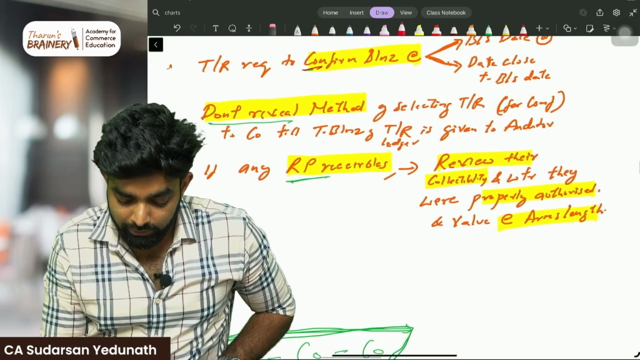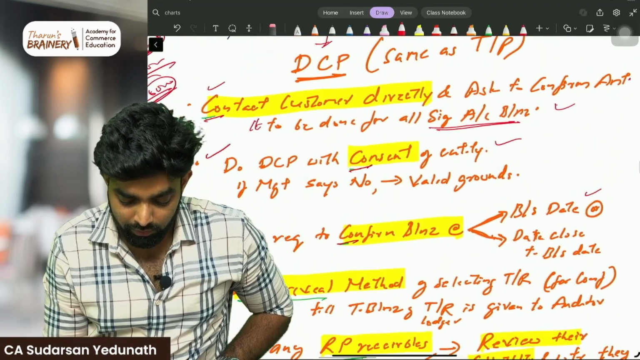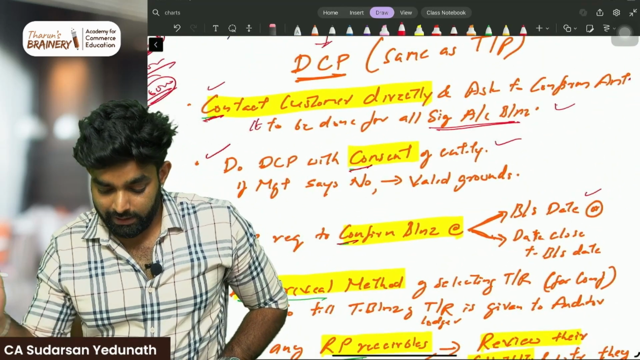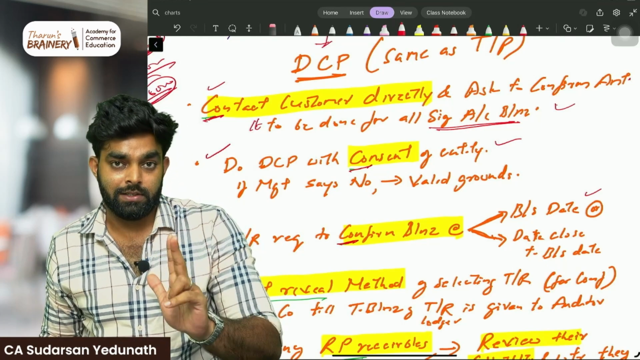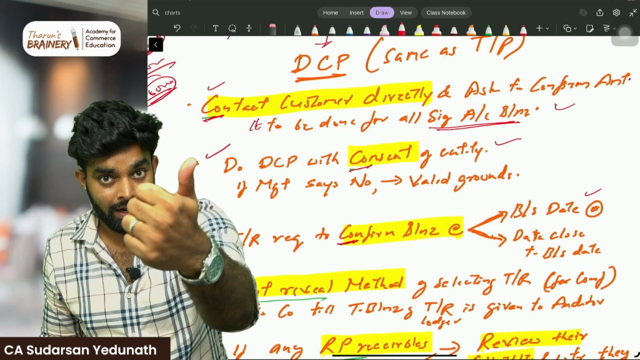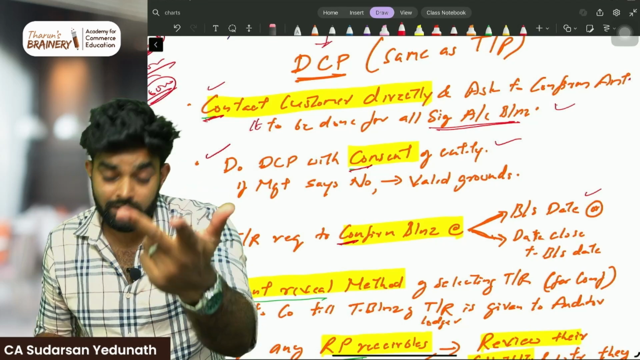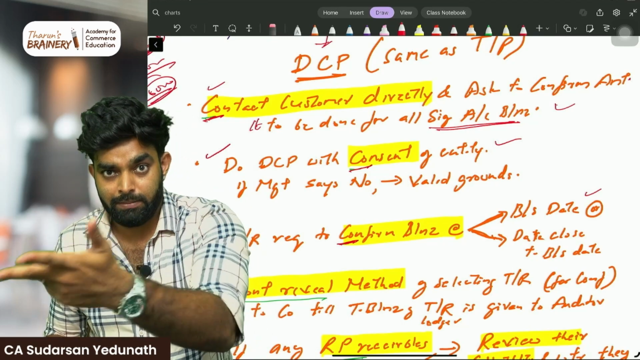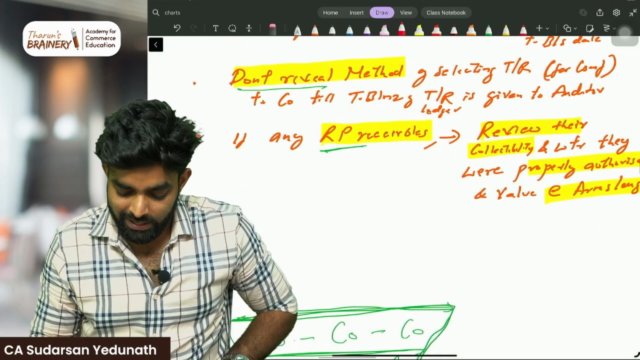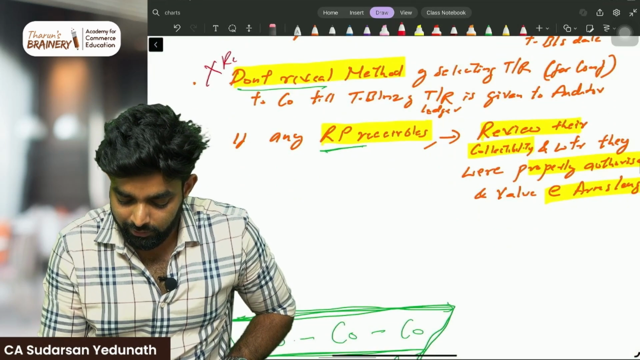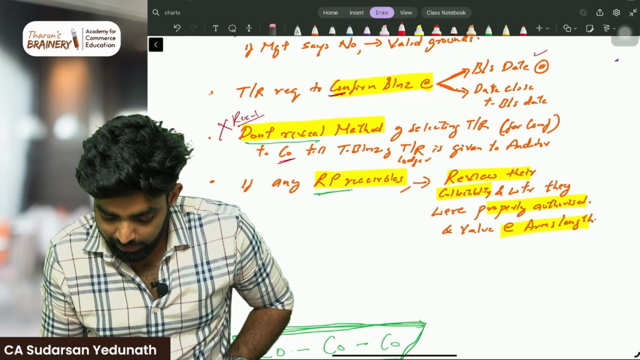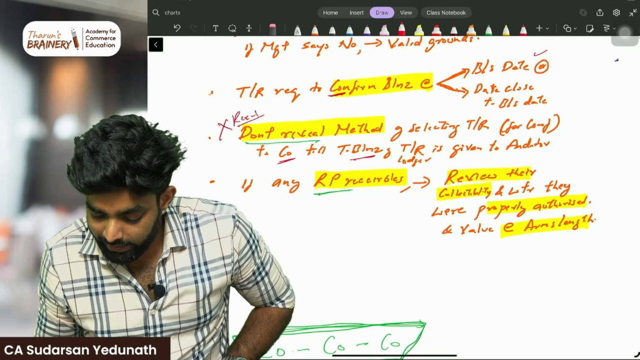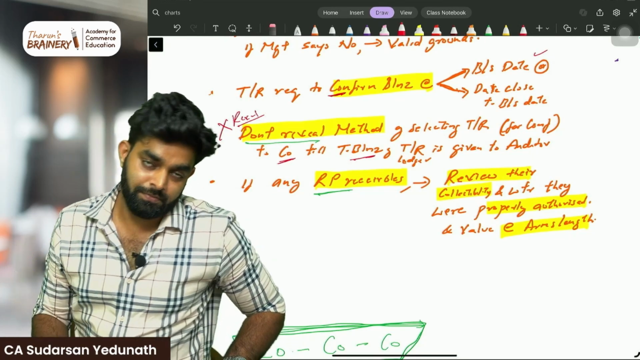Then don't reveal. So here we have the points. First is contact the customer directly. Next, the consent of the entity. Next, confirm balances at the balance sheet date. Contact the customer directly, consent of the entity, and confirm balances at the balance sheet date. Then don't reveal the method of selecting trade receivables to the company, until the trial balance of the trade receivables is given to the auditor.